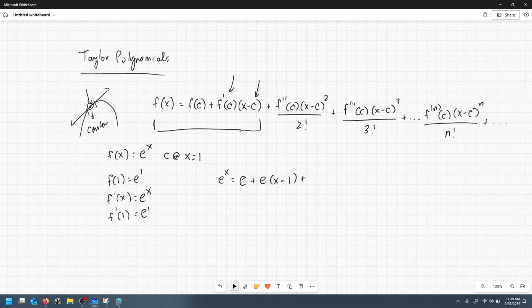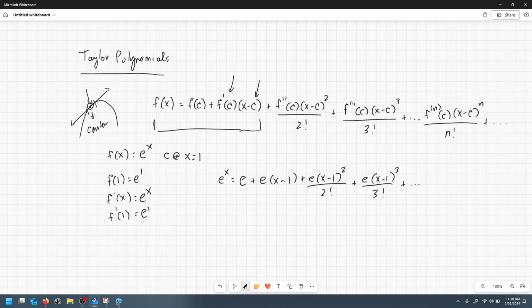Now the second derivative is not going to be any different because the derivative of e to the x is e to the x. So the second derivative is e to the x. You plug in 1 and you get e to the first again. Now we have x minus 1 squared over 2 factorial. And you can just keep going for as long as you want. We're going to get e times x minus 1 cubed over 3 factorial.